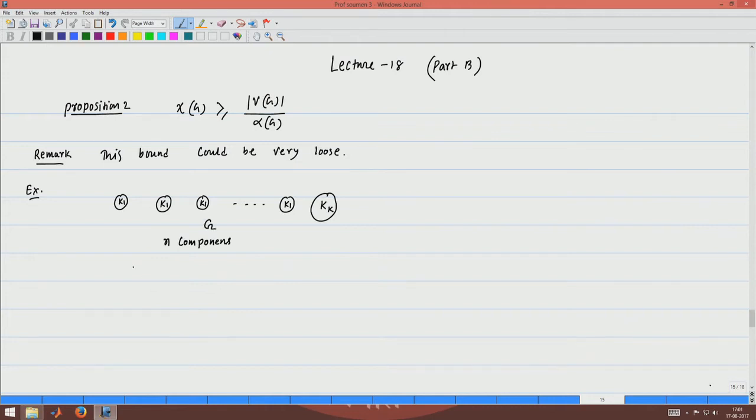Okay. Now, what is the size of the maximum independent set, or what is alpha of G here? Alpha of G is clearly n, because you can pick in the independent set n minus 1 vertices from n minus 1 components, and one vertex from Kk. So that will give you a maximum independent set of size n. And what is the number of vertices of G? Here you have k vertices, and in the n minus 1 components you have n minus 1 vertices. So n minus 1 plus k.